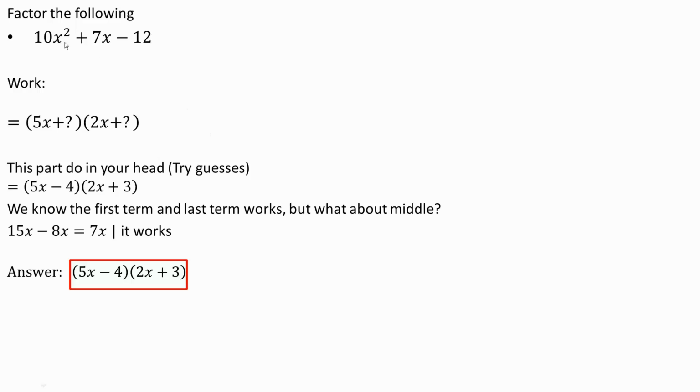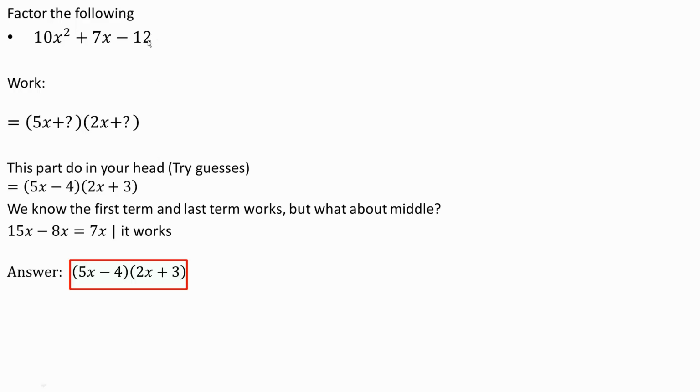And now for the third one. So 10x squared plus 7x minus 12. So I will put 5x plus a question mark, 2x plus a question mark. It may not be 5x and 2x. It may be 10x and x. But with practice, we'll have a better understanding of what initial guess we should make based off of these two terms here. So I put a question mark and a question mark.